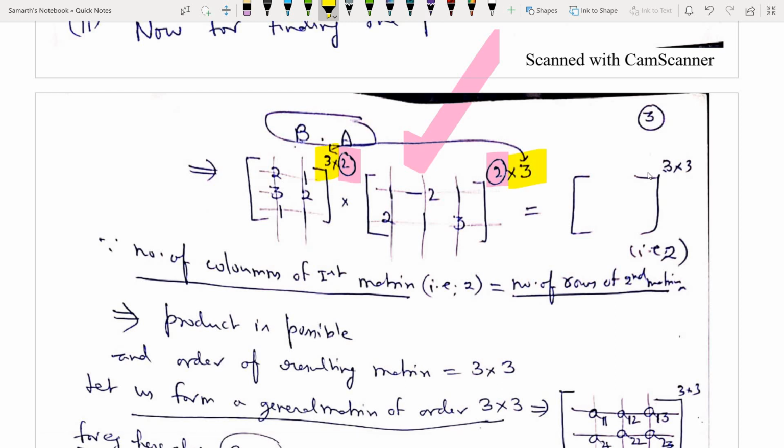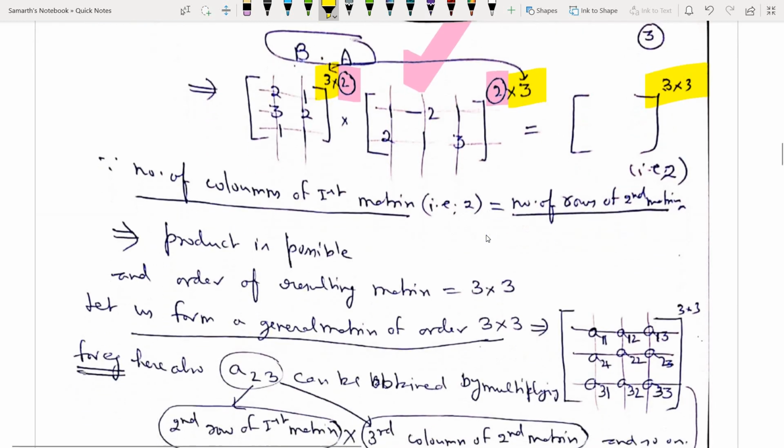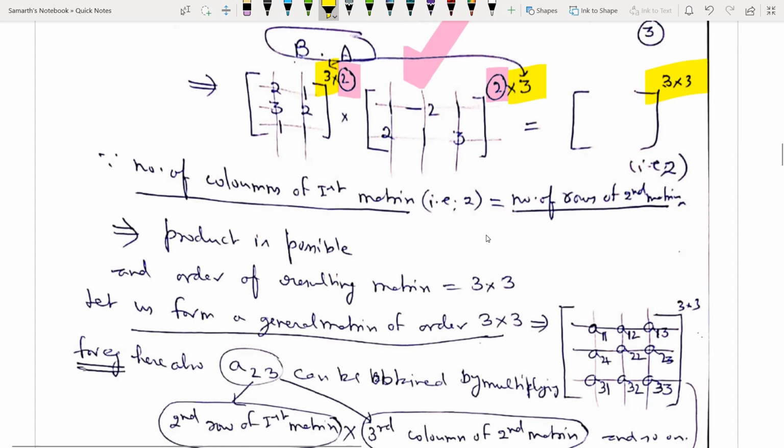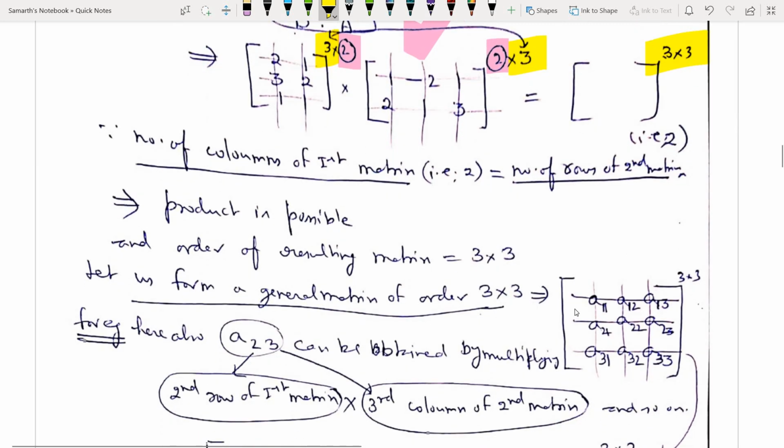And what is the order of the resulting matrix? 3 by 3. It will contain the number of rows of the first matrix and the number of columns of the second matrix. Now how to find it? Again I will proceed just like in the previous case. Number of columns is 2, number of rows of the second matrix is 2, so product is possible. And now I have proceeded in the previous manner.